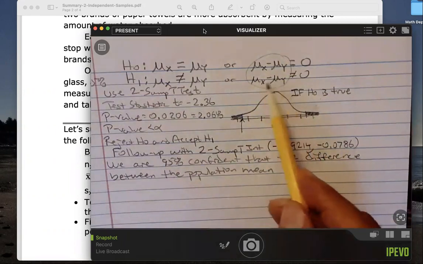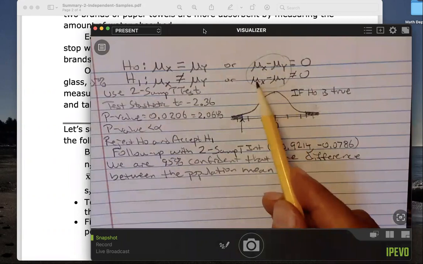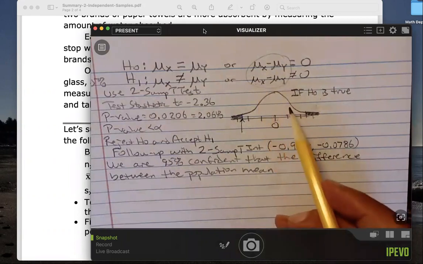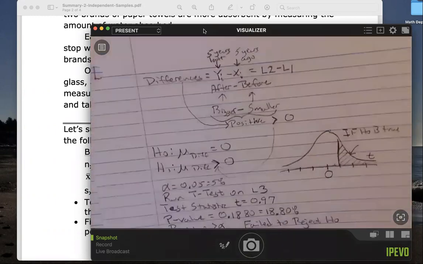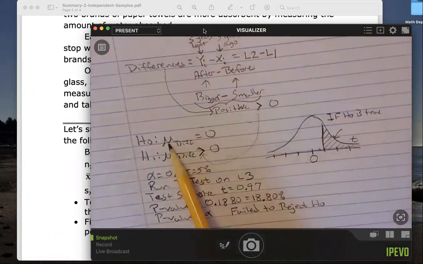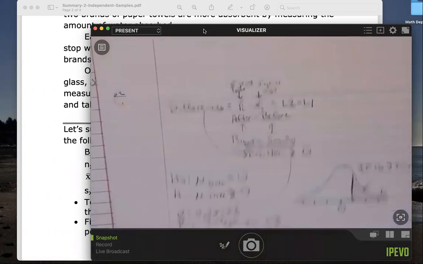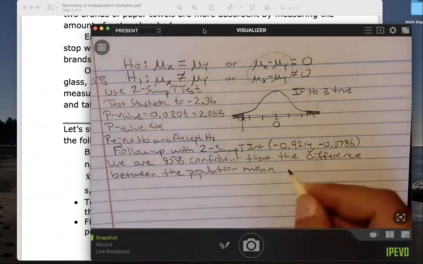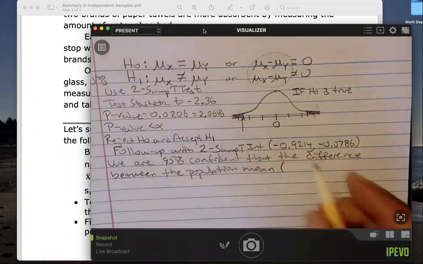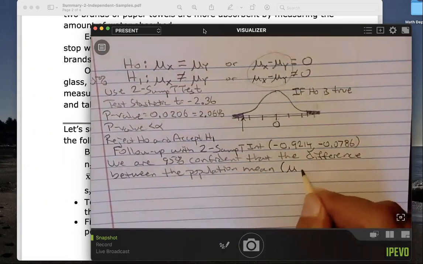Just put this into words. Isn't that the difference between population means? It is. As opposed to the population mean of all the differences between all the matched pairs. Very, very different. So make sure you're not getting those confused with each other. Oh, and it's also very helpful here to clarify what is being subtracted from what.